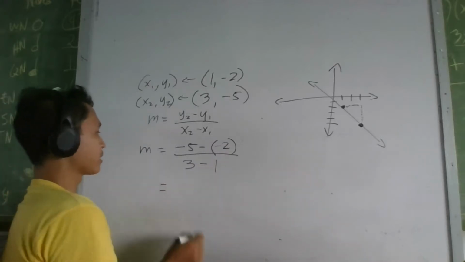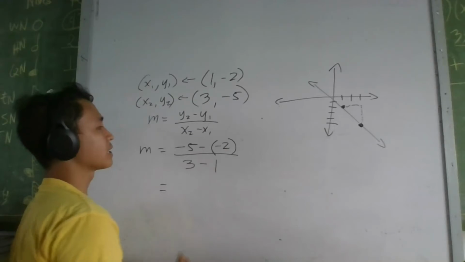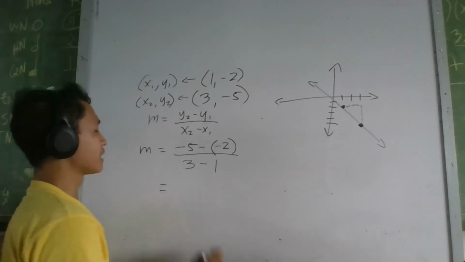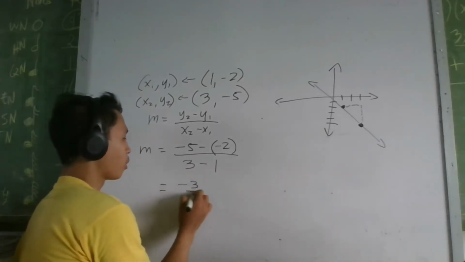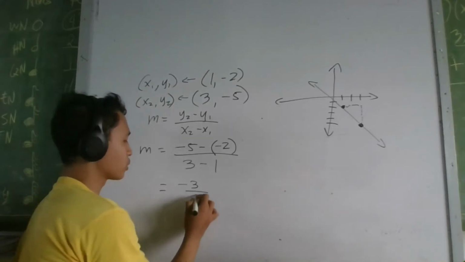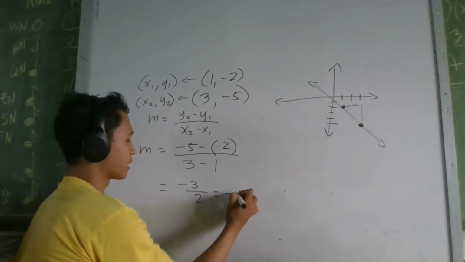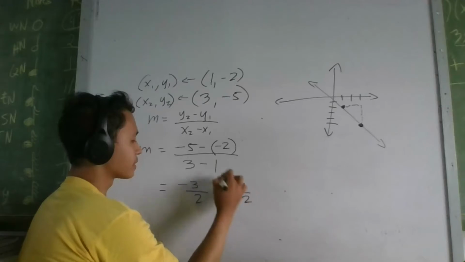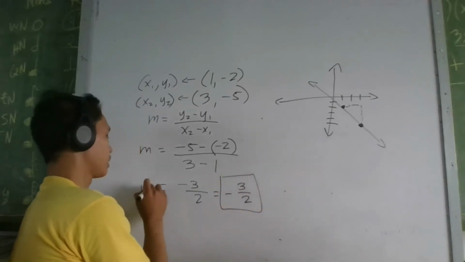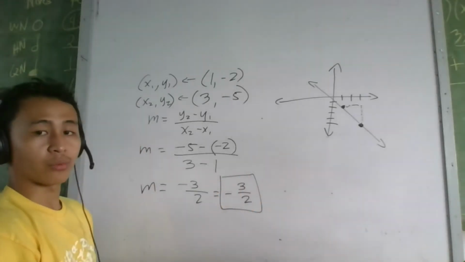So the final answer is negative 5 minus negative 2. That is negative 3. Okay? Over 3 minus 1 is 2, or that is equal to negative 3 halves. This is our slope. That is the value of our slope.